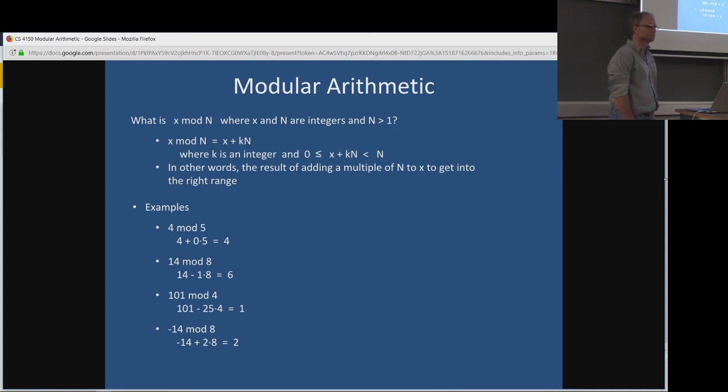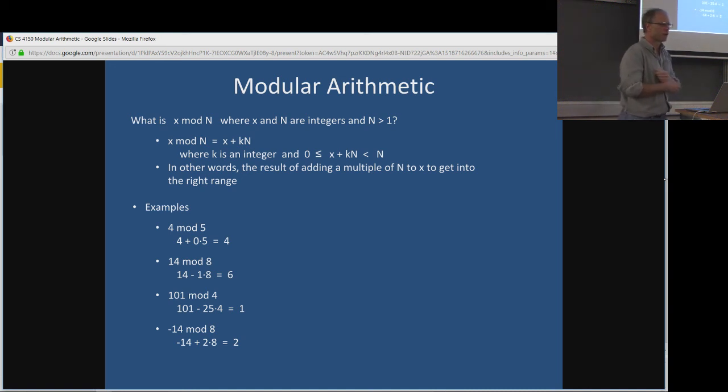Is there any way to find out what k is without knowing what the x mod n is? Well, as he just said, you can do a computation using the floor operation, do real division. I mean, there are various ways. I want you to be able to quickly do it for reasonable size numbers. I want you to be able to look at negative 14 mod 8 and say, okay, you want to add a multiple of 8 that brings it into the range 0 to 7. So I'll add 16, that gives me 2.